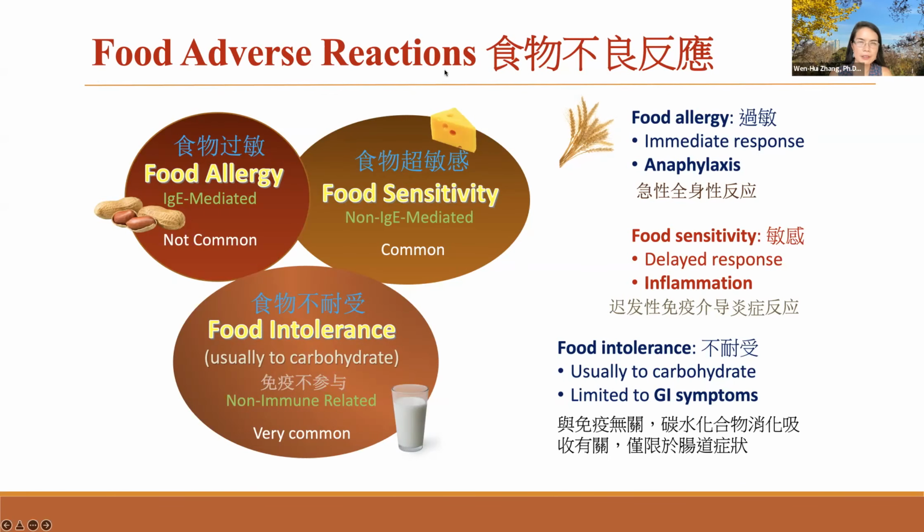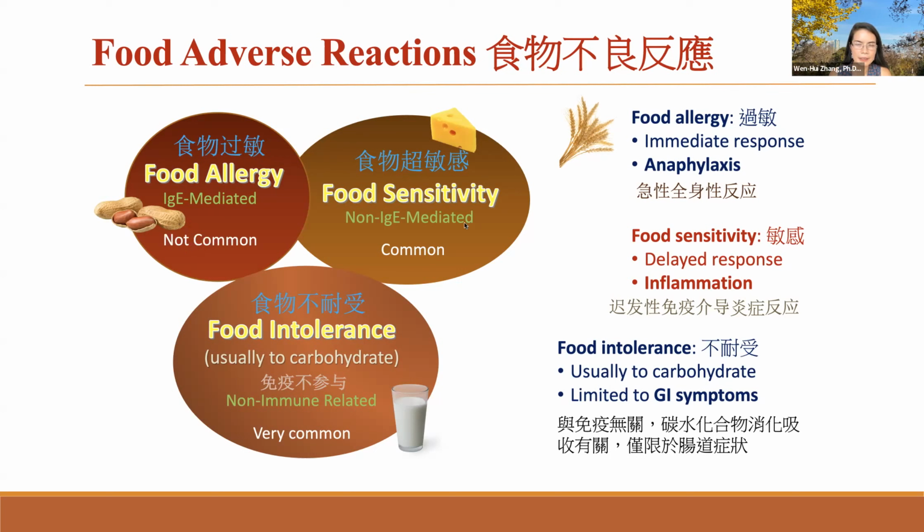But food adverse reactions have three major types. Food allergy, we're not going to go into details in this class. This is an immediate IgE response to food. It could cause anaphylaxis, that's whole body reactions to food. It's not common, like people with food allergies to peanuts.